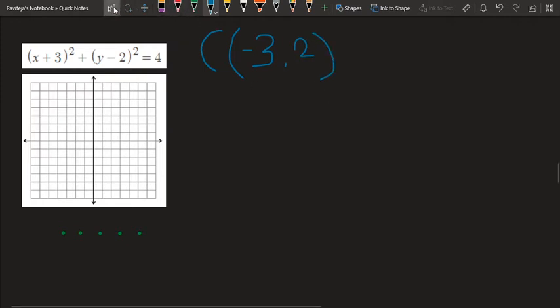So let's put that on our graph real quick. Okay. Now let's find the radius, which is just this number square rooted. So that's the square root of 4, which is 2, which is our radius. Okay. So now that we know our radius, let's plot the rest of these points on our graph.